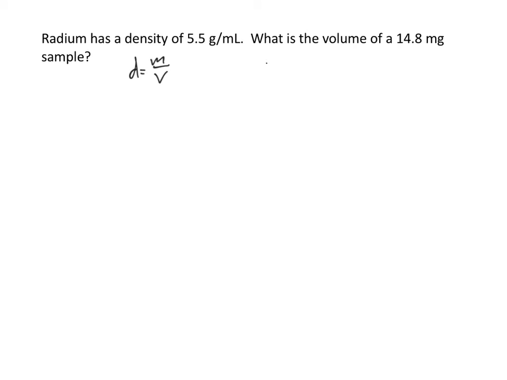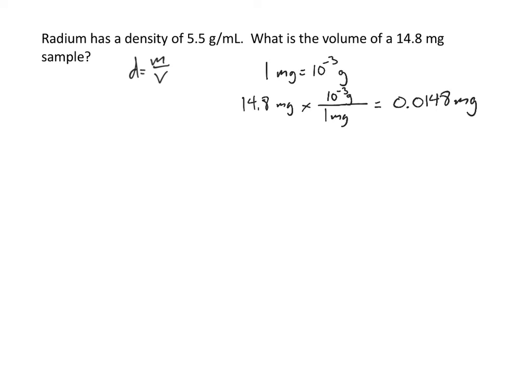So I know that 1 milligram is 10 to the minus 3 grams. And remember that milli is definitely one of the metric prefixes that I want you to know. And so to do my conversion, I want the units to cancel, so the 1 milligram will go on the bottom, 10 to the minus 3 grams on top, and so I get 0.0148 grams.